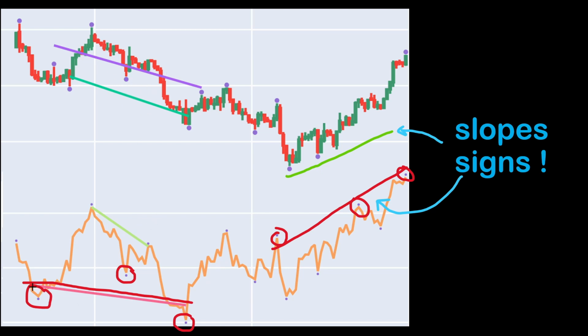And at the same time, the slopes of the minimas of the RSI are also negative. So we have both price and RSI moving in the same direction. So also in this case, we don't have a divergence. A divergence happens when we have different signs of the slopes between the price and the RSI, meaning either the price is in a downtrend but the RSI slope is positive, or it's the opposite. We have a positive uptrend for the price and the RSI slope is negative.